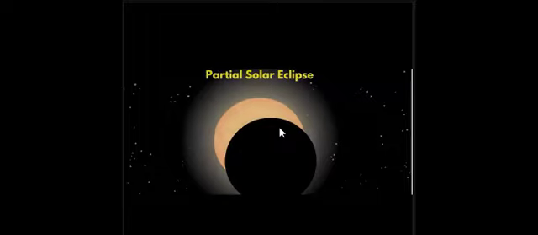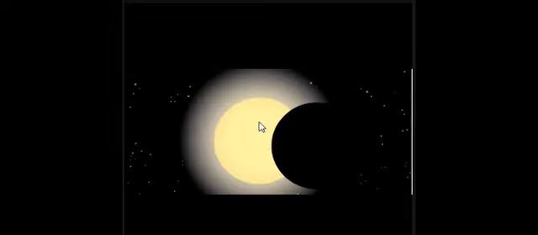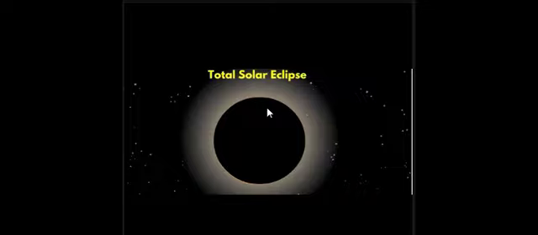But if someone observes this solar eclipse from this position, he or she will observe that the complete sun is covered by the moon. That is called total solar eclipse.